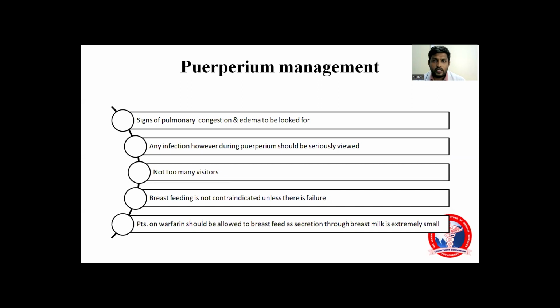So what are the things we have to keep in mind when we are managing a patient post delivery? We have to keep in mind pulmonary edema and congestion and any infection. As I told, in a patient after delivery, the reason for cardiac failure can be infection. Make sure the patient is not disturbed too much by visitors, and breastfeeding is not contraindicated unless there is failure. And patients on warfarin should be allowed to breastfeed, and warfarin needs to be restarted as early as possible with apparent withdrawal.